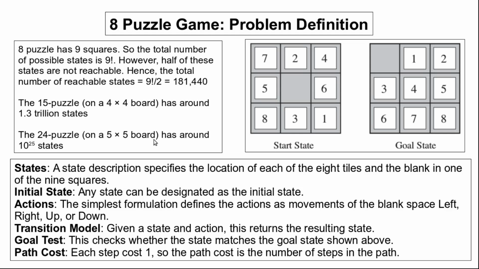So as you can see, as we increase the size, even for a very small board, just the 5 by 5 board, the total number of possible states is like 10 to the power 25, which is a very large number, and it takes a very long time for a computer to find a solution for a 5 by 5 board. Though we can find a solution for the 3 by 3 or the 4 by 4 relatively quickly, solving a 24 puzzle takes a long time.